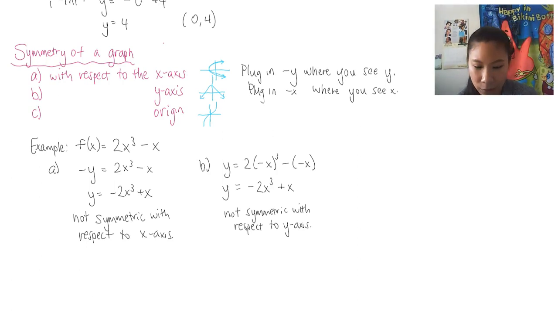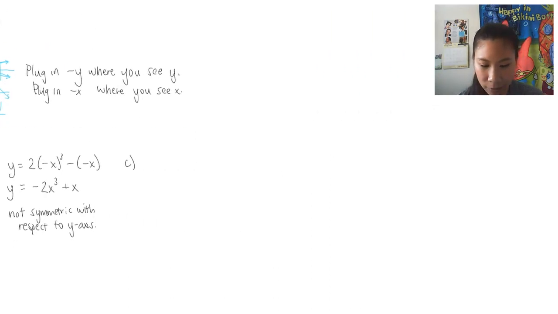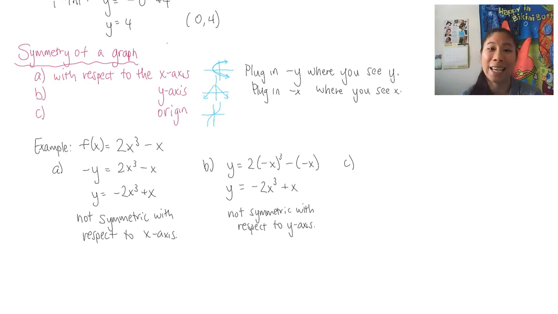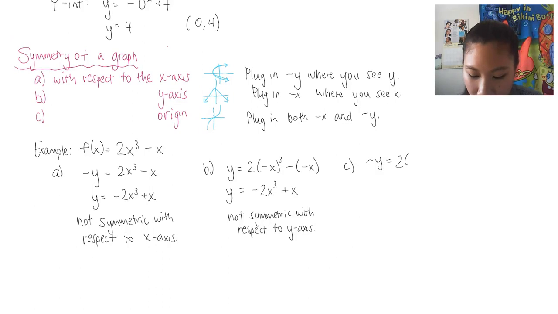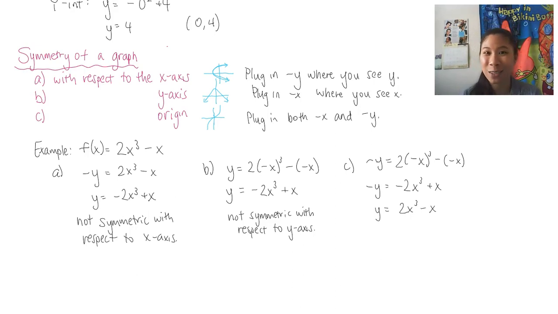Okay, so then the last one, if we're testing symmetry with respect to the origin, then we're going to plug in both negative x and negative y. So from our original equation of f of x equals 2x cubed minus x, it'll now be negative y instead of just f of x. And then I'm plugging in the negative x like I did for symmetry around the y-axis. And if I simplify that, I end up with negative y equals negative 2x cubed plus x. And then I want y by itself, so I'm going to divide everything by negative 1, which gives me a positive 2x cubed minus x. And that one does match the original.